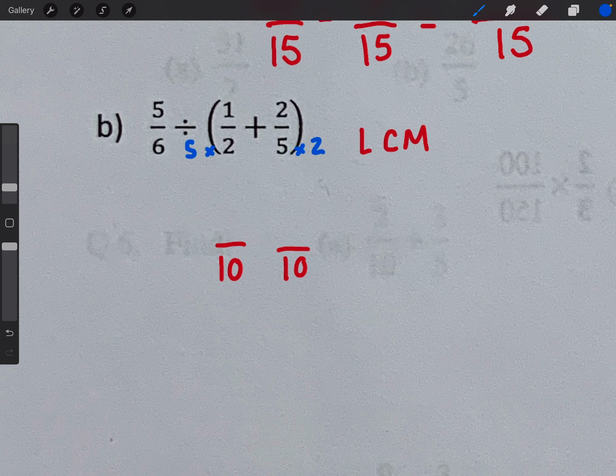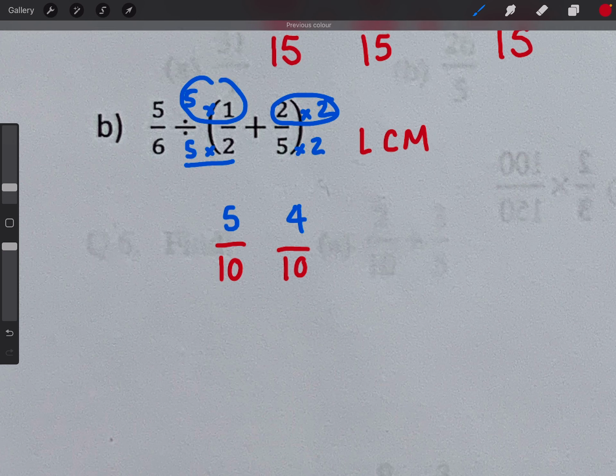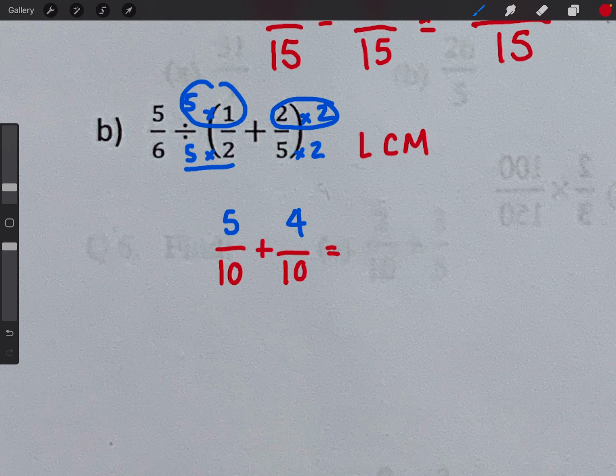Now if I times the bottom number by 5, I must multiply the top number by 5. And same with the other one: if I times the bottom number by 2, I must times the top number by 2. Now 5 times 1 gives me a 5, and 2 times 2 gives me a 4. Okay, now the question is this plus this, and you're going to get 9 over 10.